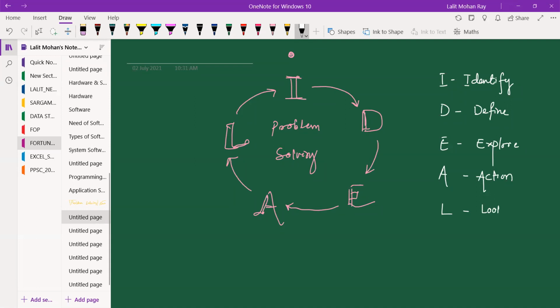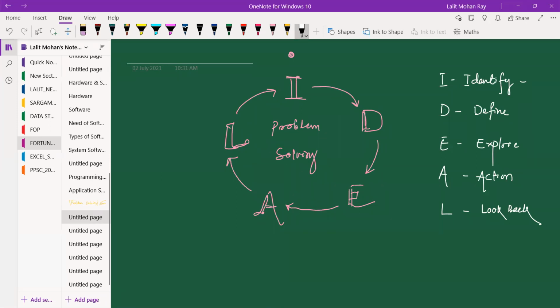Look back. You can easily remember this. Identify. You have to identify the problem. I stands for identifying the problem. What is it? Why is it a problem? Where has it occurred? Identify the problem. All of you clear?